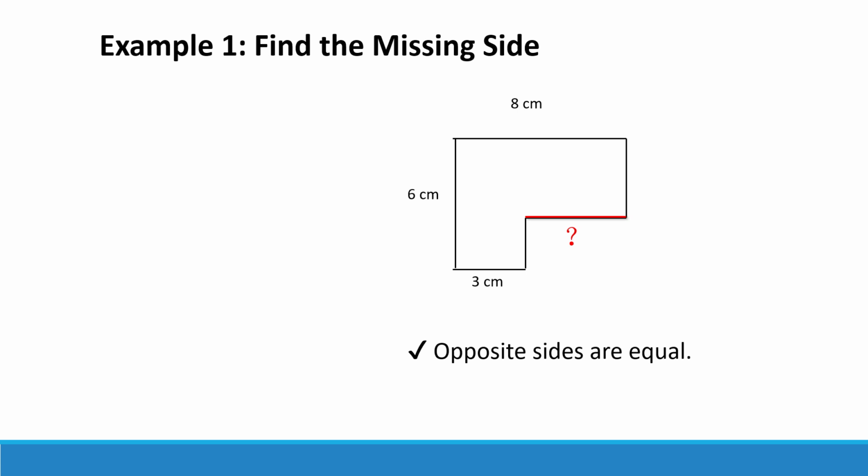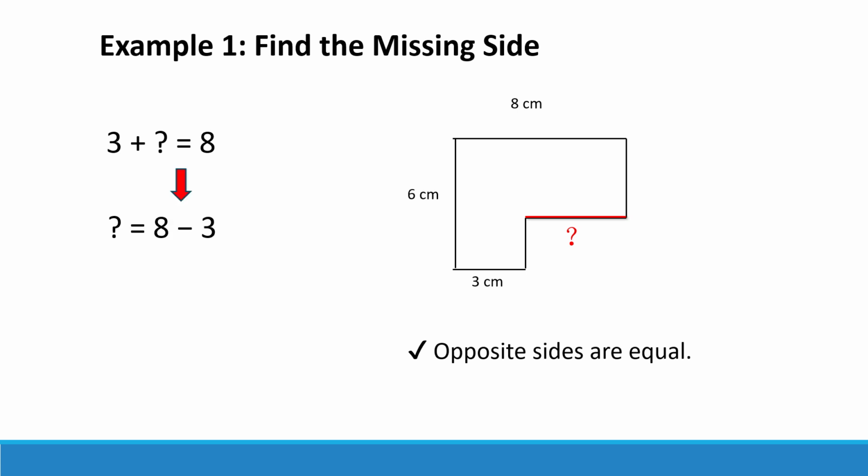Before we can find the perimeter, we first need to find the missing side. The total length across the top is 8 centimeters. The bottom part is 3 centimeters. So, what is the missing length? We know that the bottom length and the missing length together must equal 8 centimeters. To find the missing length, subtract 3 from 8.